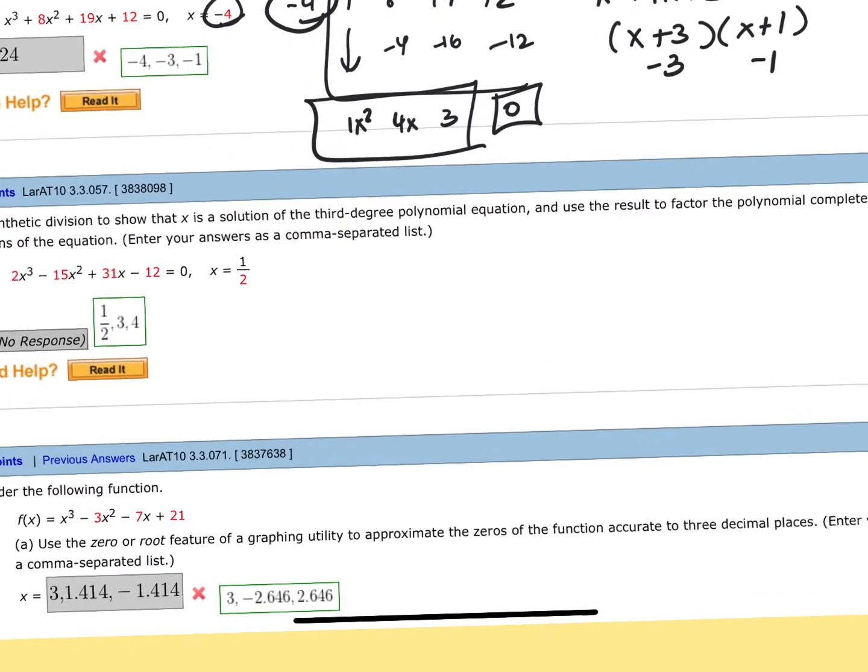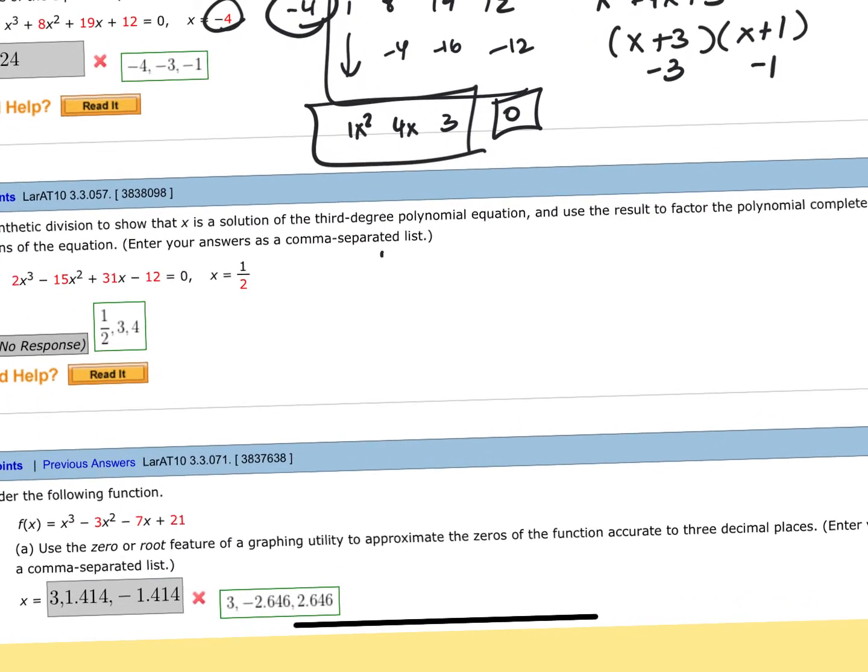9, same thing, but 1. Oh, so it's probably the same thing. Oh, no, you didn't put it. This is 1/2. Then on the outside, where the 1/2 goes on the outside, this is 2, -15, 31, -12. Bring down the 2. 2 times a half is 1, -14. 14 times a half is -7. 24 times a half is positive 12.